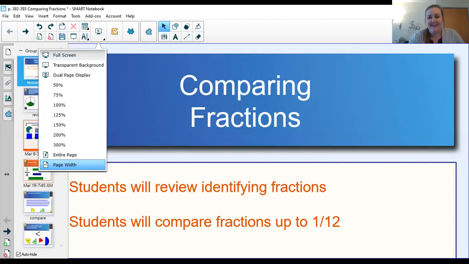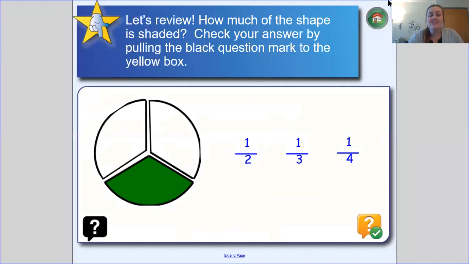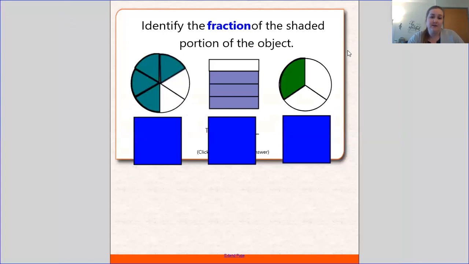Okay, let's get started. Let's review fractions in general. How much of the shape is shaded? Check your answer. Is it half? Is it 1/3? Or is it 1/4? You would be right if you said 1/3. Just a few things to remind ourselves of how we look at fractions.